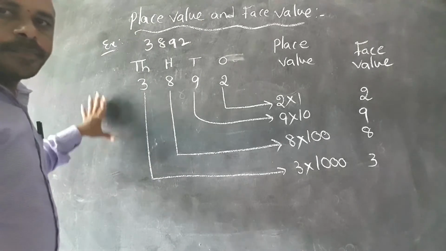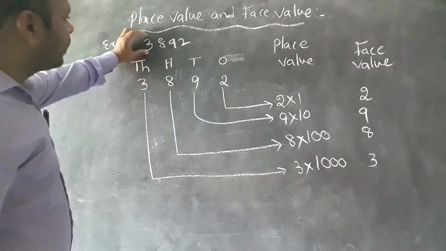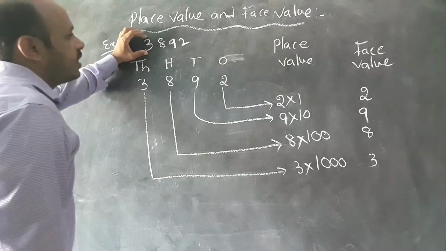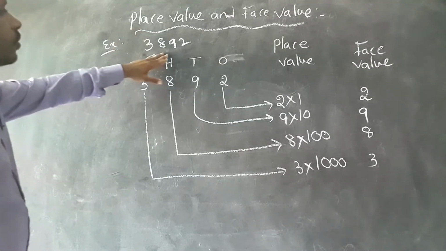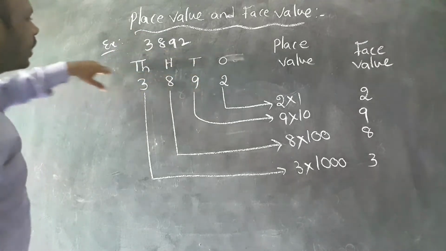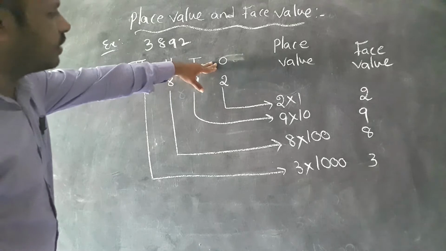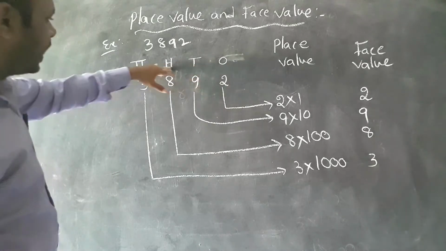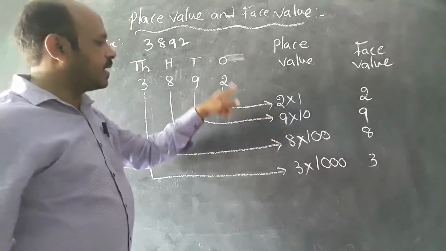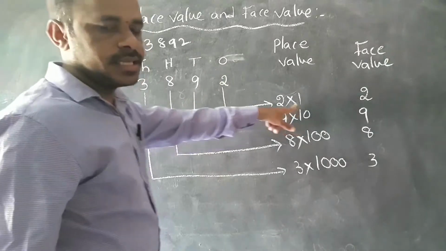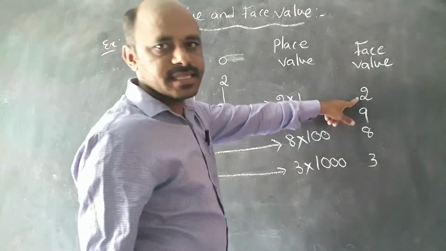Okay, clear? Whenever we are asked for place values and face values, we have to write the number directly. Then we divide it according to the place values of the digits. Then we write ones, tens, hundreds, thousands. For the ones place it is 2 into 1, and the face value means the number itself, that is 2.